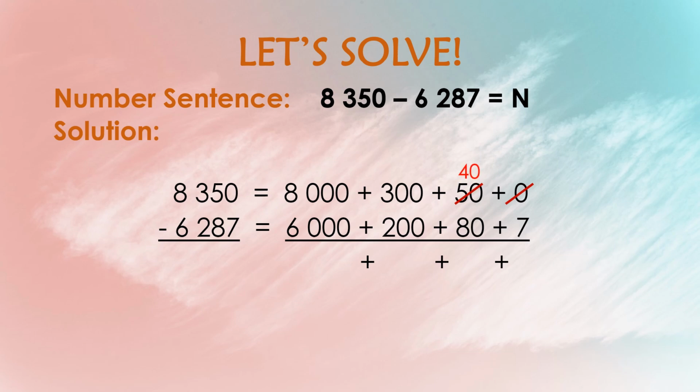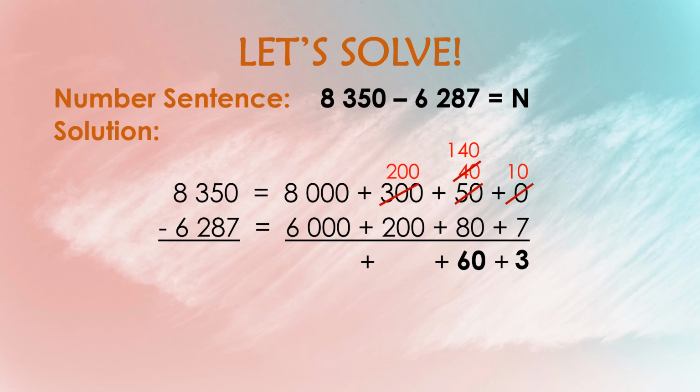50 becomes 40, and the 10 that we borrowed from 50 will be transferred to the ones place. So we can now subtract 10 minus 7 equals 3. Then next is to subtract the tens values. 40 minus 80 cannot be, so we borrow again from the next place, which is 300, and 300 becomes 200. 40 becomes 140, so we can now subtract 140 minus 80 equals 60.